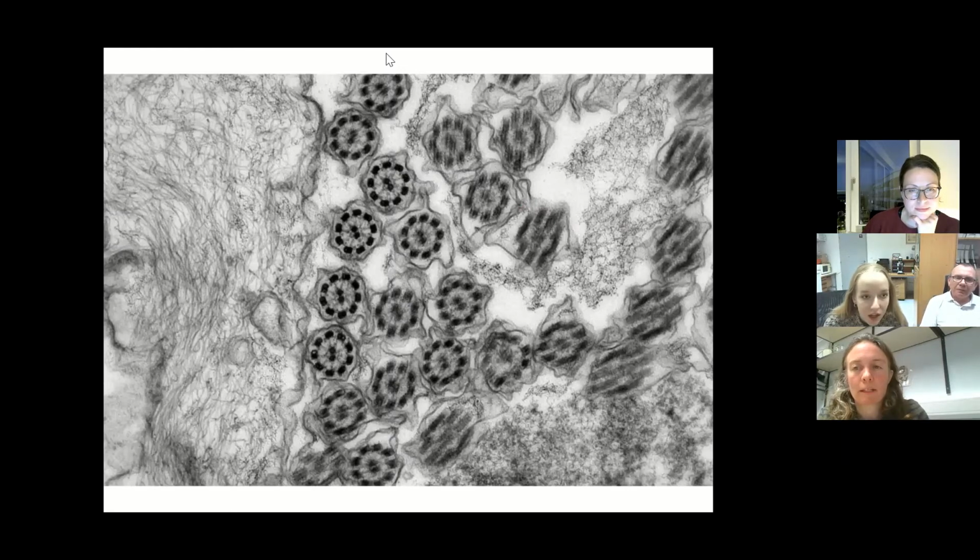Yes, so this is an outer dynein arm defect, and you can see the inner dynein arms hopefully fairly prominently still present, but nothing here in these outer dynein arm sections.